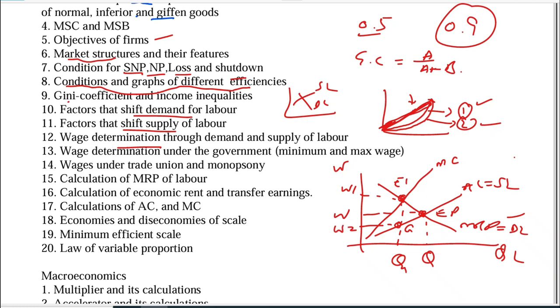Monopsony is the single employer of labor, monopoly is the trade union of workers. So trade unions charge high wages, but monopsonies offer low wages, right? So this is how you can identify them.